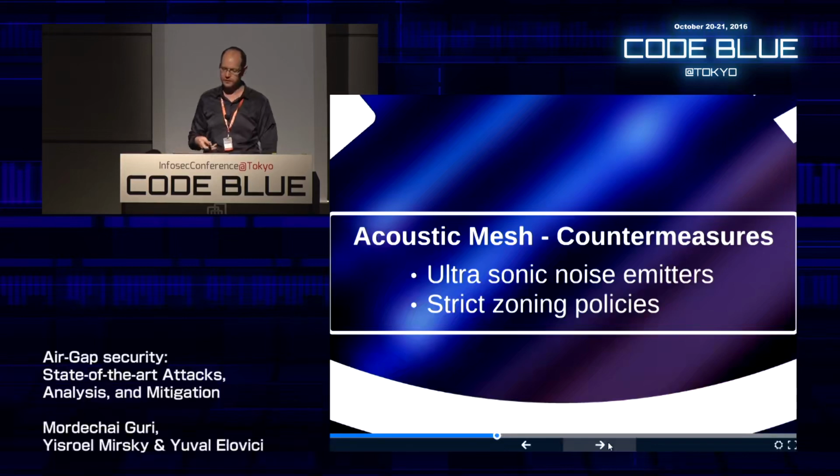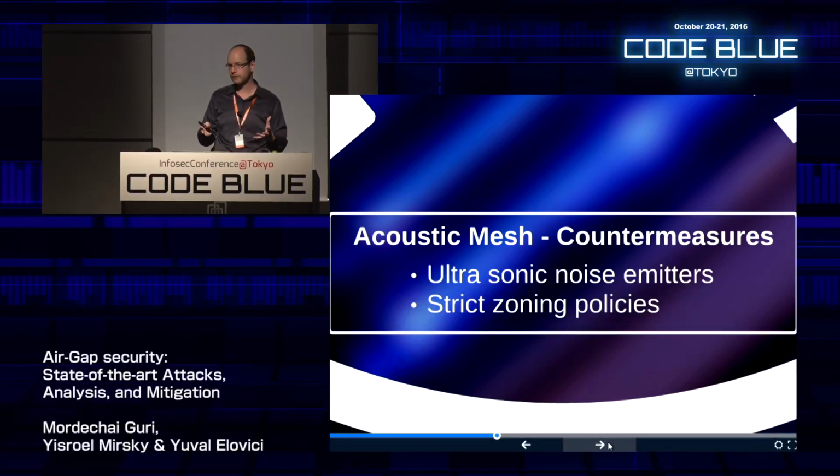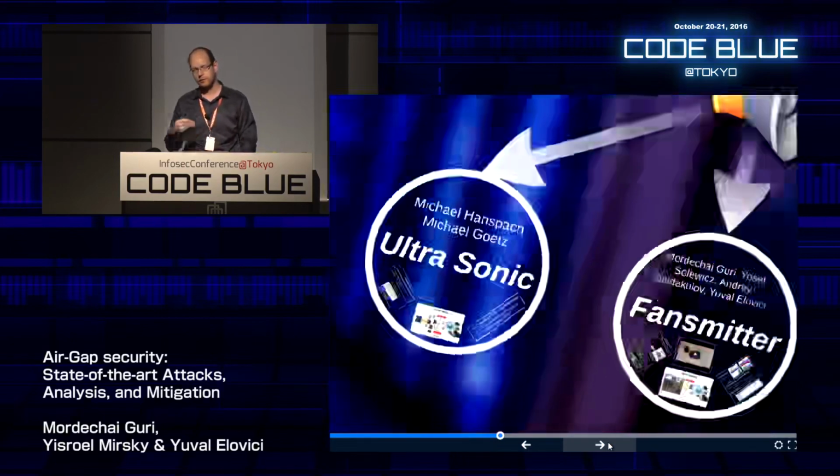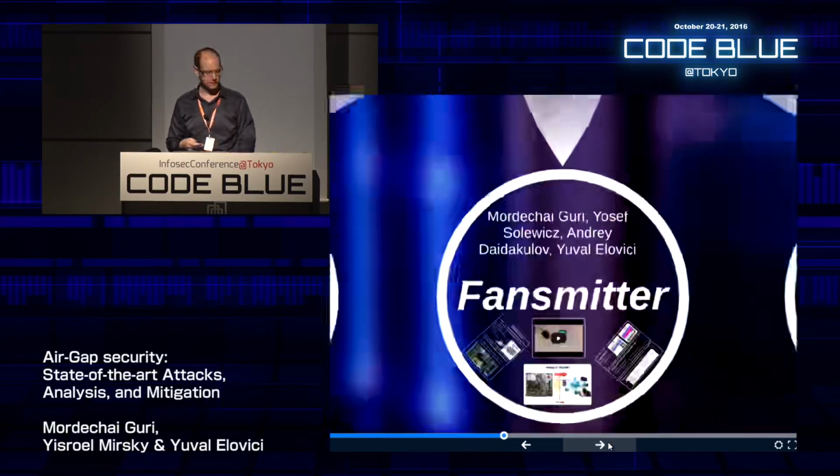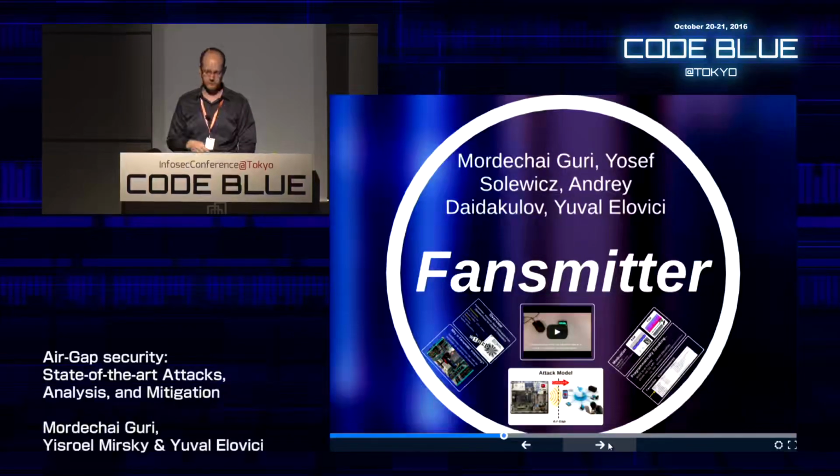As for countermeasures, you can put out ultrasonic noise emitters to try and block out that frequency. It won't bother humans, but it'll bother the communication. And you can enforce stricter zoning policies, making sure that there are no microphones anywhere near restricted zones.